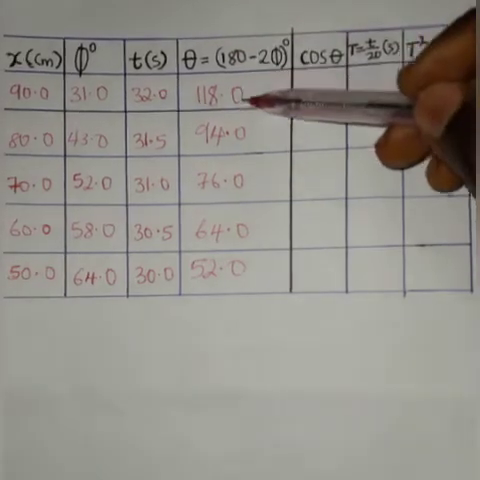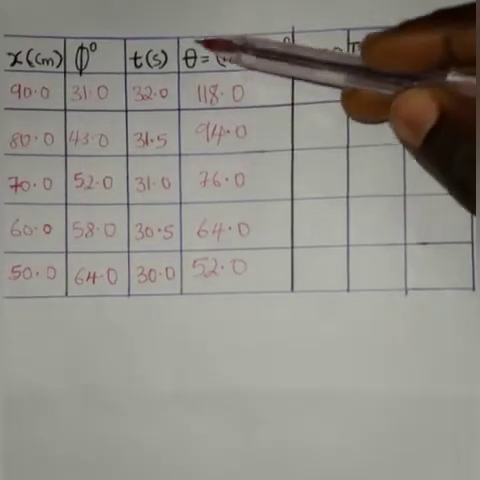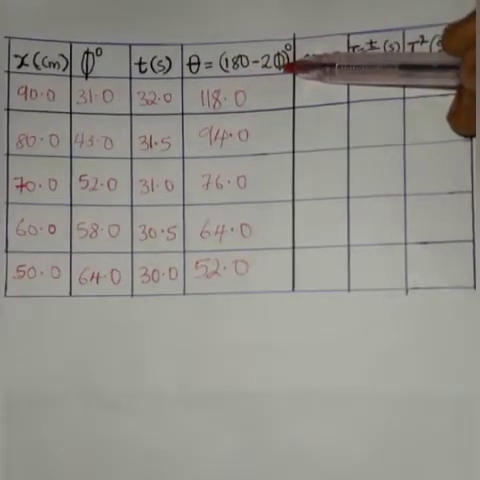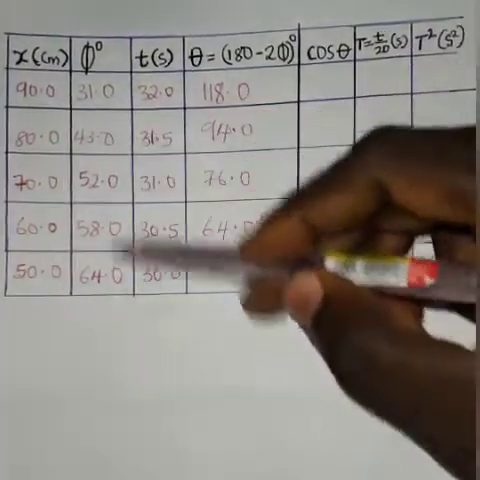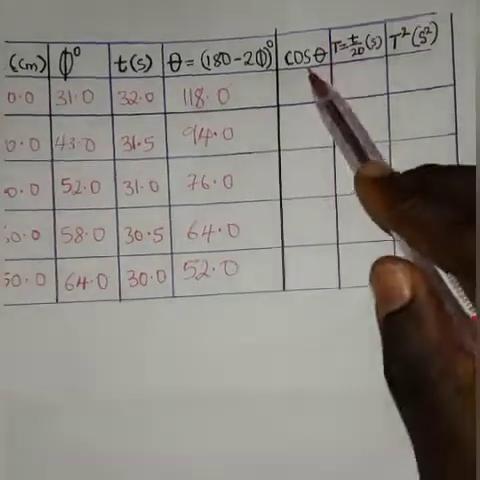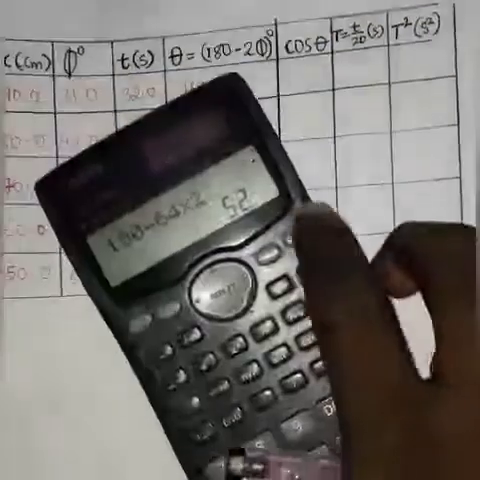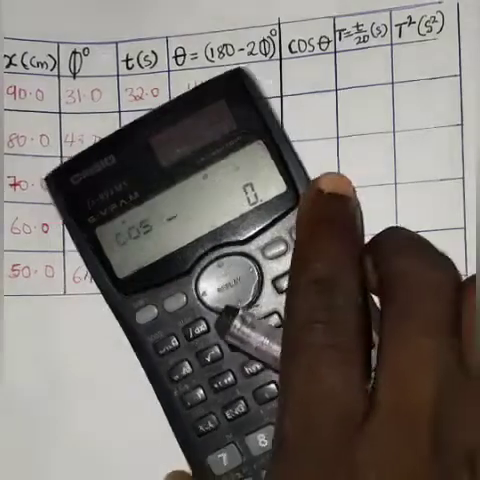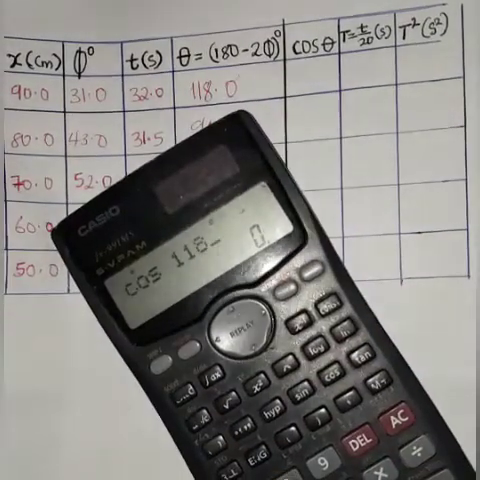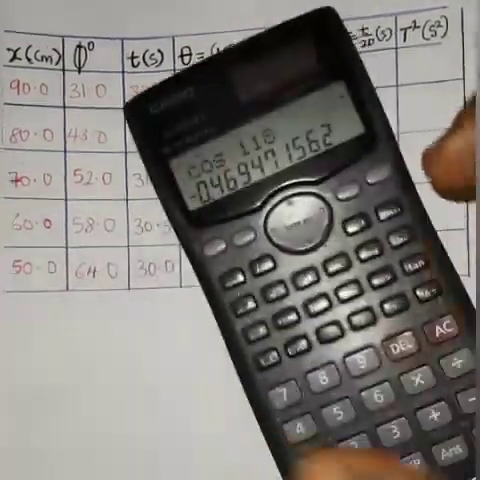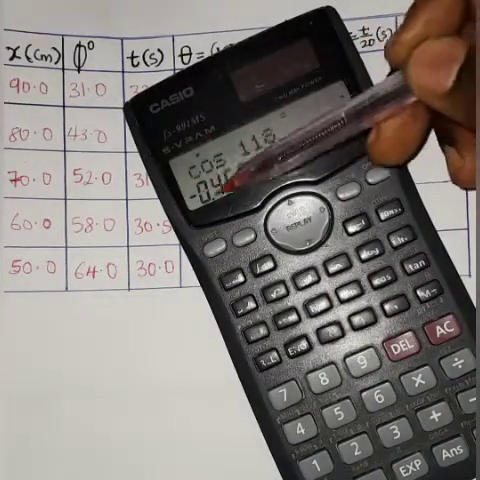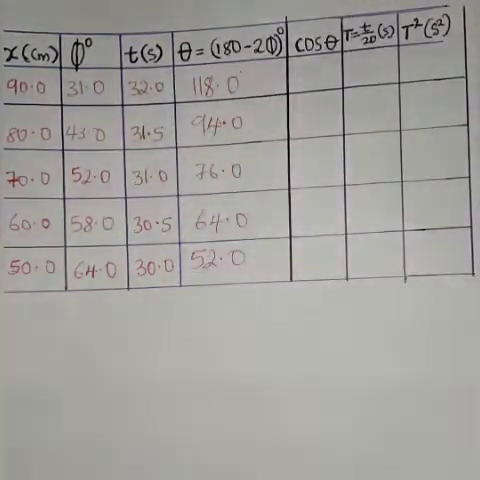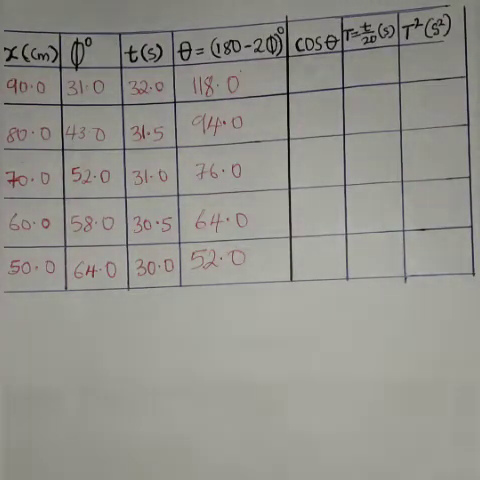So these are my evaluated values for 180 minus 2 theta. I have them to one decimal place. Next we have to get cos theta. So I'm going to take my calculator and press cos. The first theta is 118. That's going to give me minus 0.469. So I'm rounding this off to 2 decimal places, minus 0.47. I'm going to round everyone to 2 decimal places.